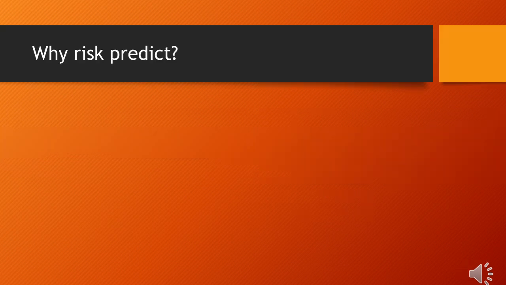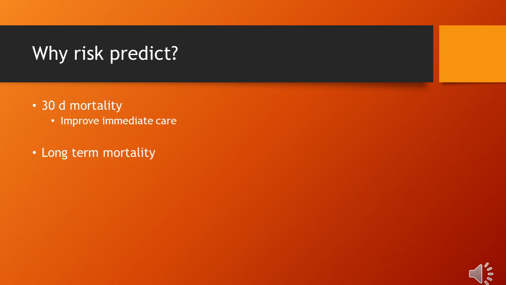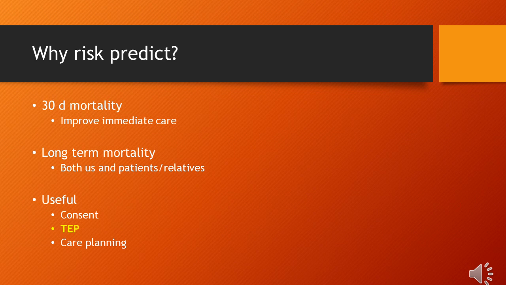So, why do you want to risk predict? Risk prediction is done to identify patients who are at higher risk of dying within the next 30 days and possibly longer than that. Knowing this would be helpful for both us and the patients and their relatives. It can direct the conversation around consent for surgery, TEP form completion, care planning, including appropriateness to go to intensive care after surgery, and to do something tangible preoperatively to optimize them to go through surgery better.